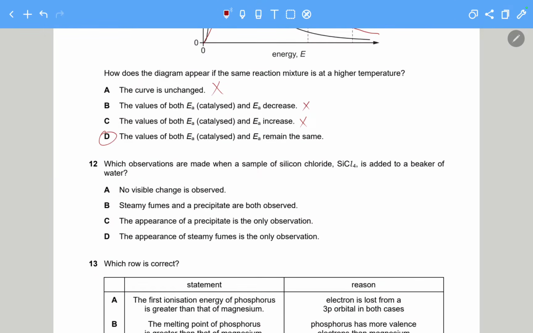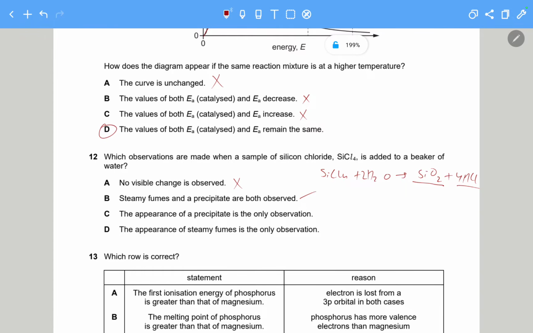Which observations are made when a sample of silicon chloride is added to a beaker of water? Again, leave everything else, write the equation. We need to know what is going on in the reaction always. So this gives us SiO2 plus 4HCl. Balanced equation, done. Now let's read the options. No visible changes observed. That is not true, because we get a solid precipitate SiO2. We get steamy fumes of HCl, and then the second option is steamy fumes and a precipitate observed. Yes, that's what we just said.